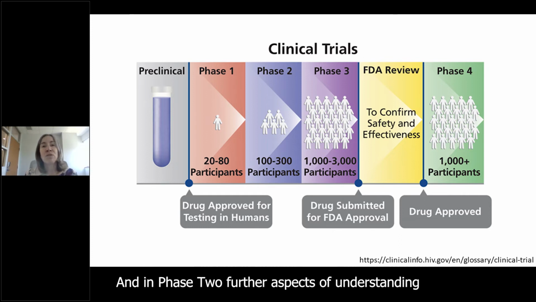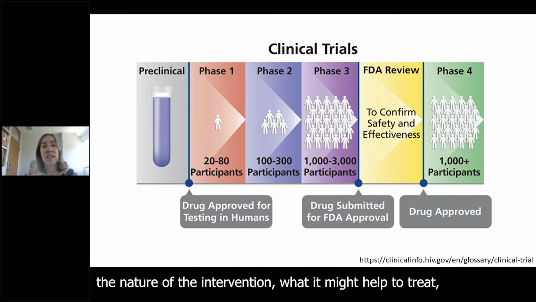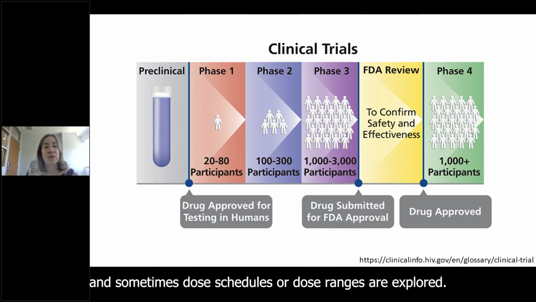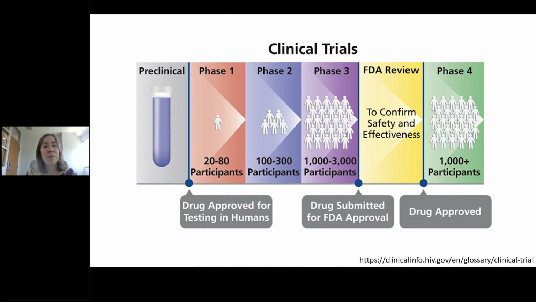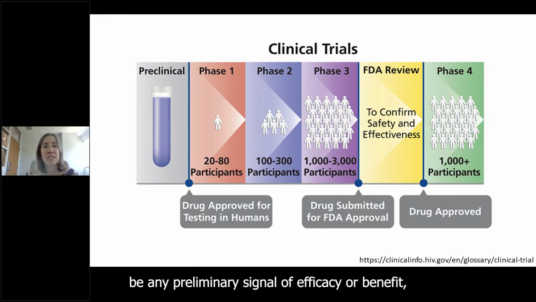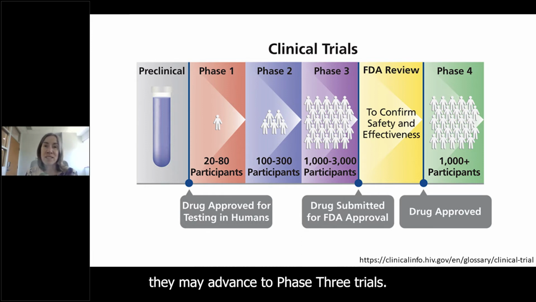And in phase 2, further aspects of understanding the nature of the intervention, what it might help to treat, and sometimes dose schedules or dose ranges are explored. Many drugs will fail at phase 2 because there will no longer be any preliminary signal of efficacy or benefit, at which point they may not be developed further. For those treatments, though, that still do show some promising effects in phase 2 studies and that appear safe, may advance to phase 3 trials.